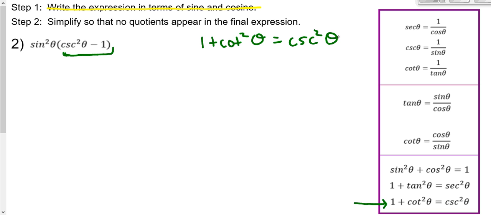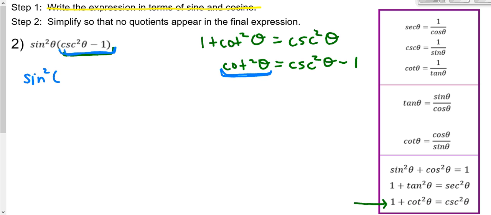So let's start with this one, and notice what happens if we subtract 1 from both sides. We get cotangent squared theta equals cosecant squared theta minus 1. That's just rearranging that identity. So what we can do in our problem is replace the cosecant squared theta minus 1 with cotangent squared theta. We now have sine squared theta times cotangent squared theta.